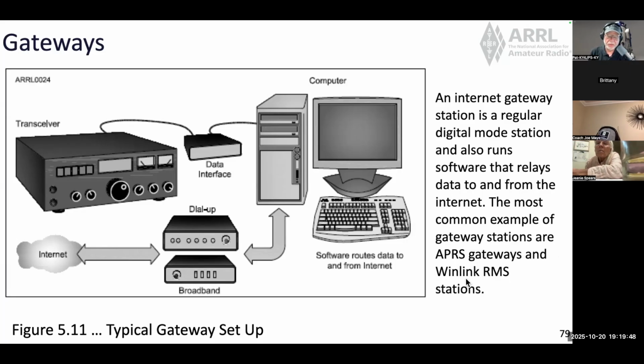Again, I said WinLink's an email over radio, RMS station. So I may be out with my little handheld and I'm transmitting APRS data. Somebody has a setup similar to this. They're receiving that information, and with the software on that computer, it can be relayed out to a map, and that map can show where I am located in town or wherever I might be.